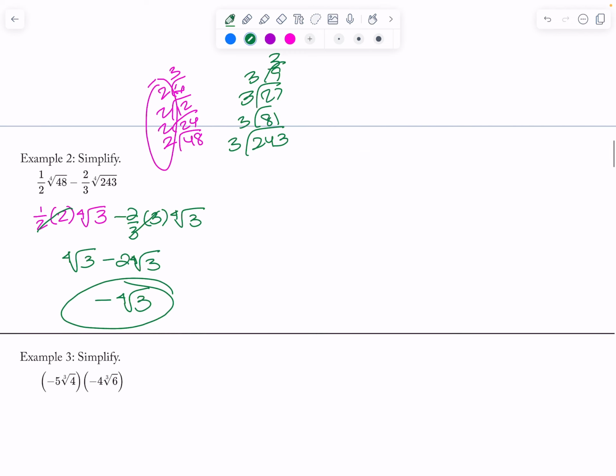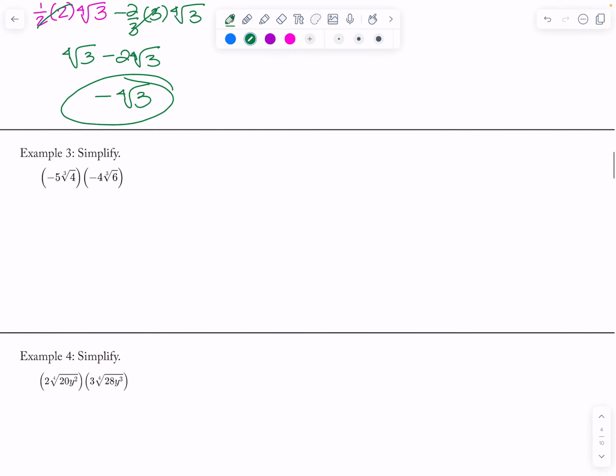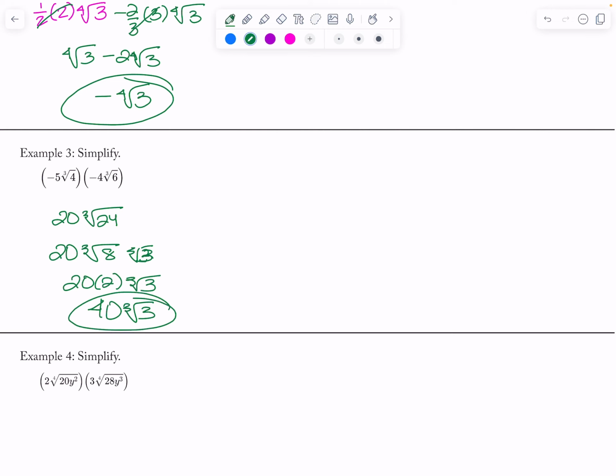Okay. And then I'm going to multiply. Again, if they have the same root, I can multiply them together. So this is 20, and then the cube root of 24. 24 is the same thing as 8 times 3. So 20 cube root of 8, cube root of 3. The cube root of 8 is 2. So this is 20 times 2, and the cube root of 3. So 40 cube root of 3.